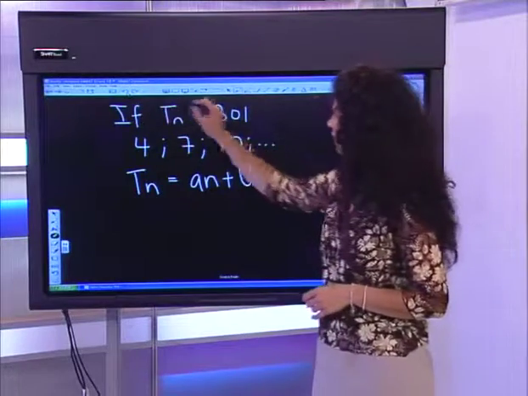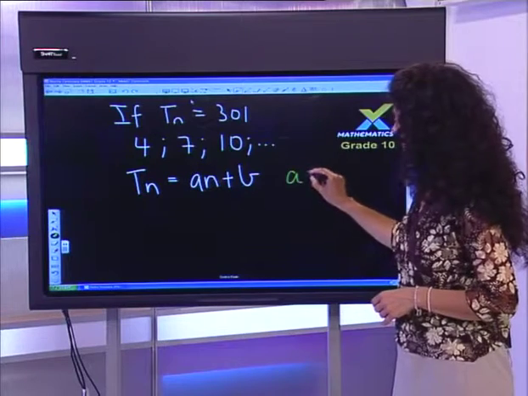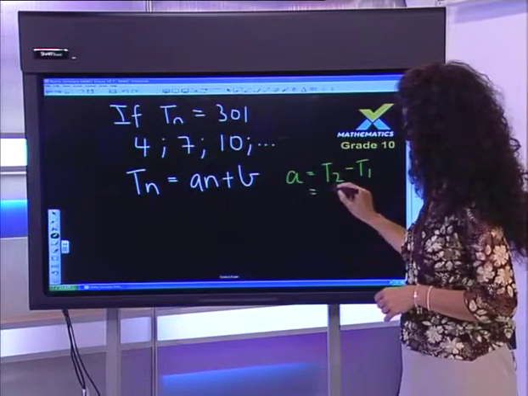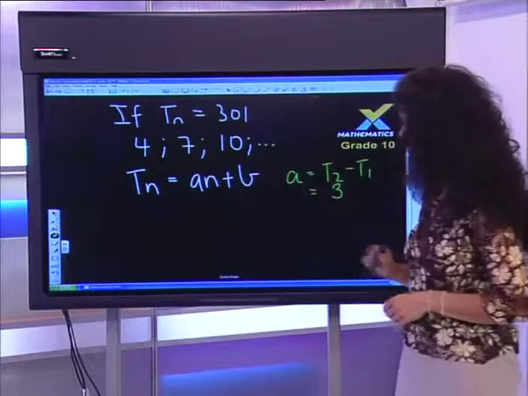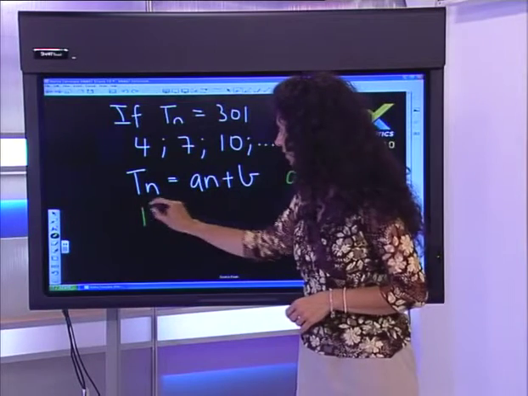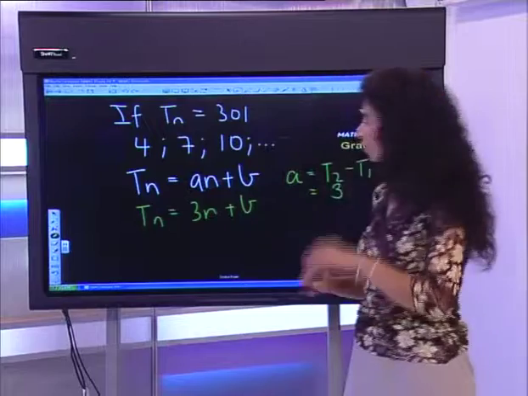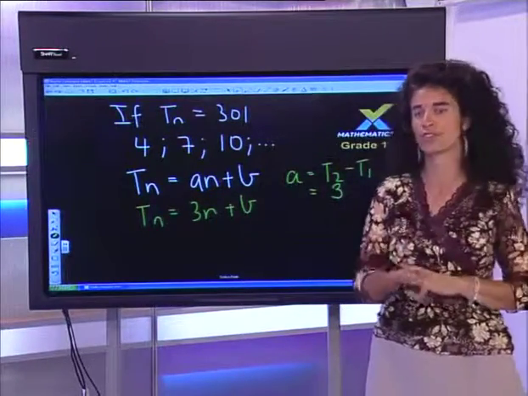And then the next thing we'd like to do is find out what is that a. And it's always the second minus the first, which in this case is 3. So 7 minus 4 is 3. So we had a Tn of 3n plus b. So the coefficient is 3. There's no such thing as coefficient term, just the coefficient is 3.